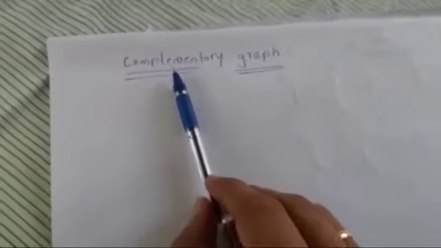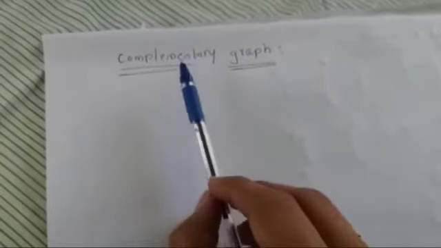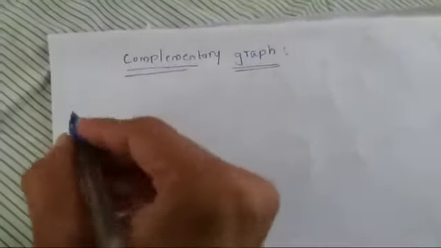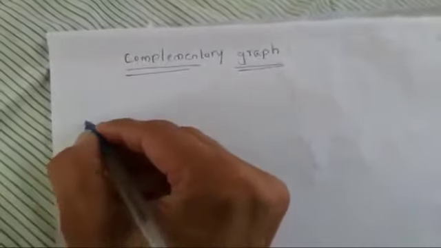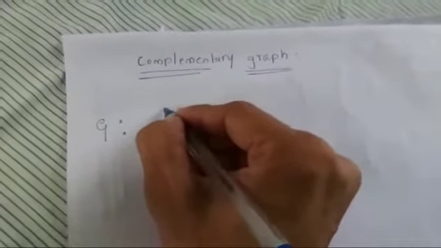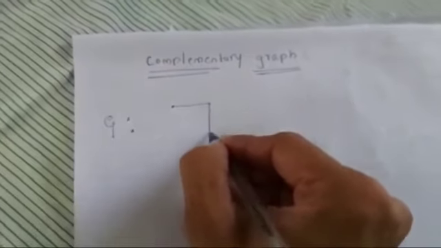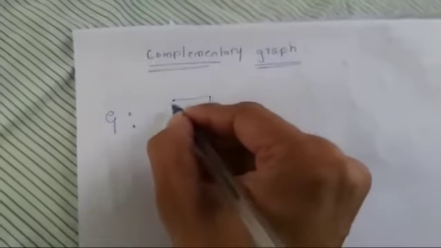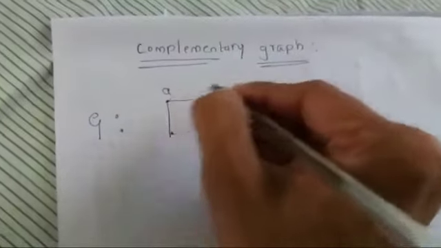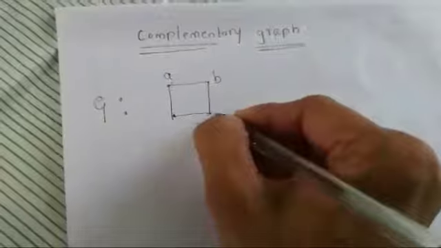Now we will move to the next concept called the complementary graph. First I will explain this concept by taking up a simple example, then I will move to the theoretical definition of the complement of a graph. Let us consider a graph G with 4 vertices. I will name them A, B, C and D.